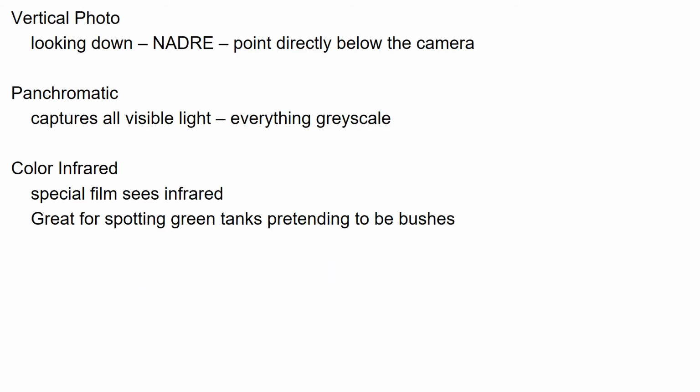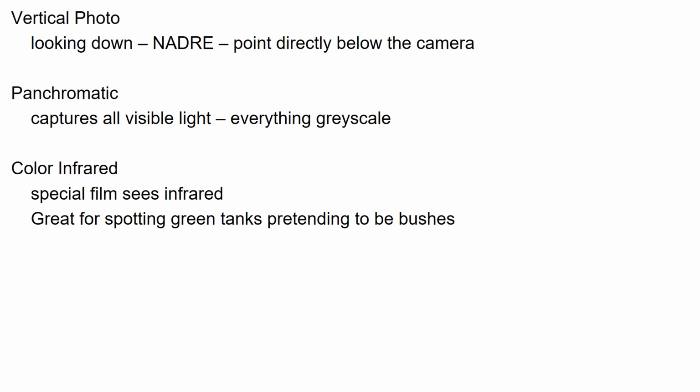So let's talk about the types of aerial photos, a little bit of science here for a change. If we're looking straight down, to the point directly below the camera, it's called nadir, and it's named after that French fellow that took those early pictures around Paris. Panchromatic film captures all visible light, everything in what we call grayscale. So everything from the darkest to the lightest is from 0 to 256.